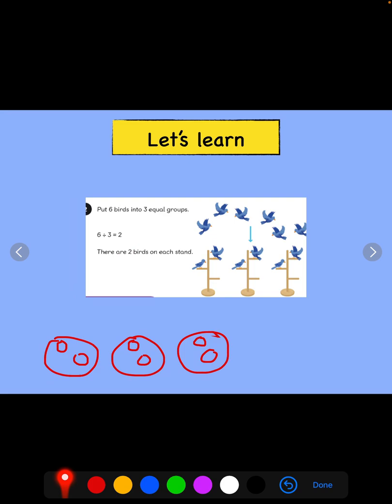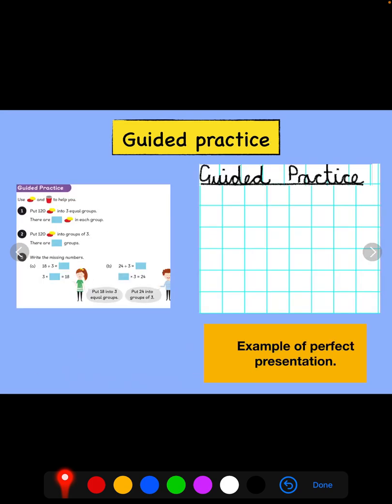That's the 2 ways that you could figure that out. If you couldn't divide in your head, you could draw out something like this to help you. Guided practice. Use counters and cups to help you. If you do not have counters, you could use some small objects that you have at home that are around the same size, like Lego.